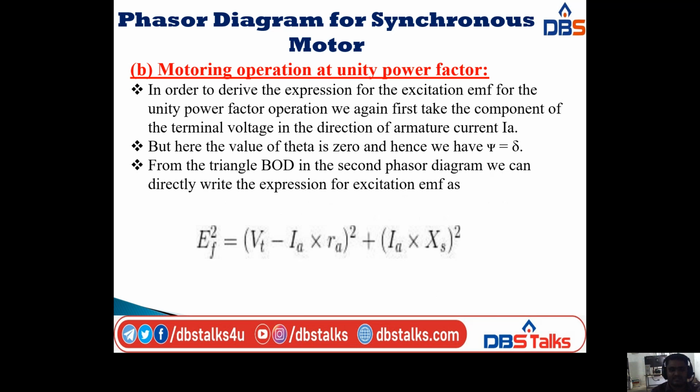From this one, we can directly write the expression for excitation EMF, that is Ef squared is equal to (Vt minus Ia Ra) whole squared plus (Ia Xs) whole squared. This is unity power factor, so there is no phase difference between any parameters. The phase difference between Vt and Ia is 0, and between Vt and Et is 0. That's why we are not taking that term. The excitation EMF formula is Ef squared equal to (Vt minus Ia Ra) whole squared plus (Ia Xs) whole squared. This is for motoring operation at unity power factor.